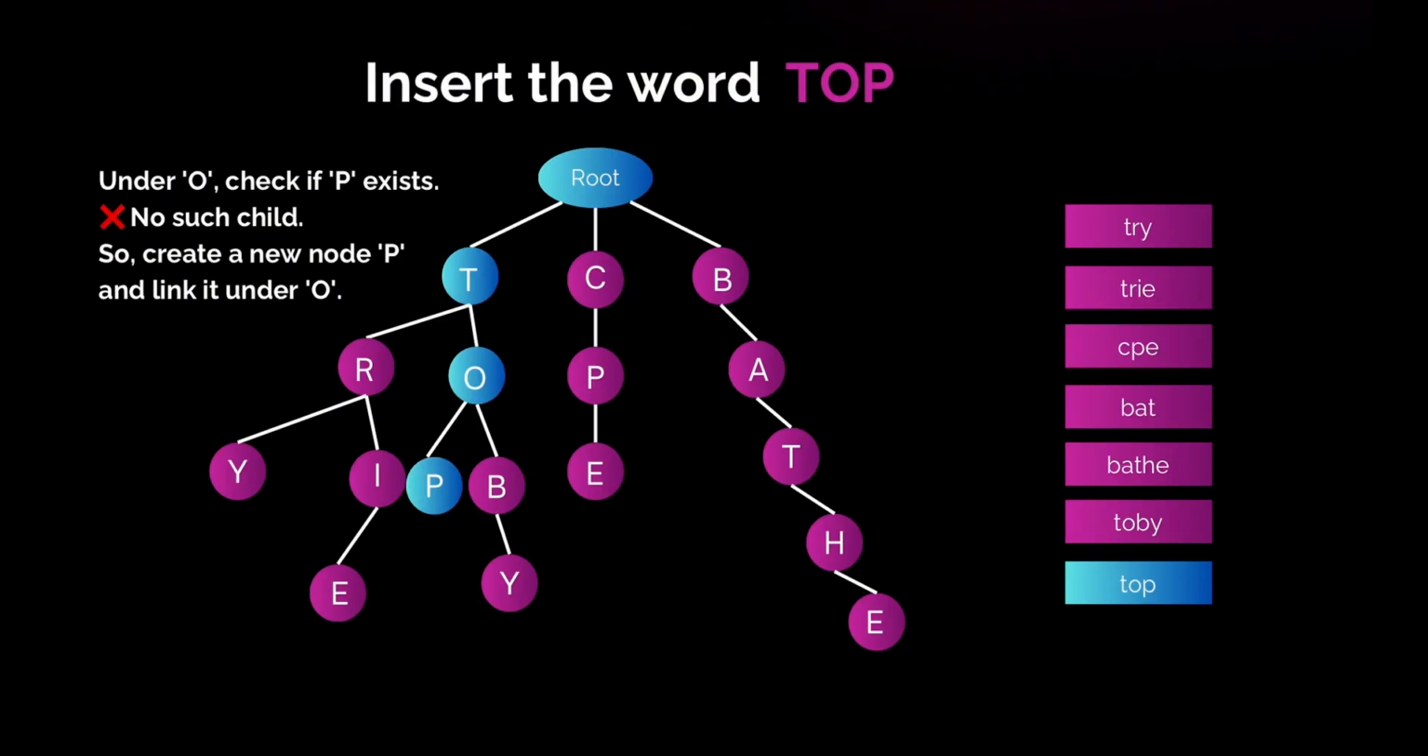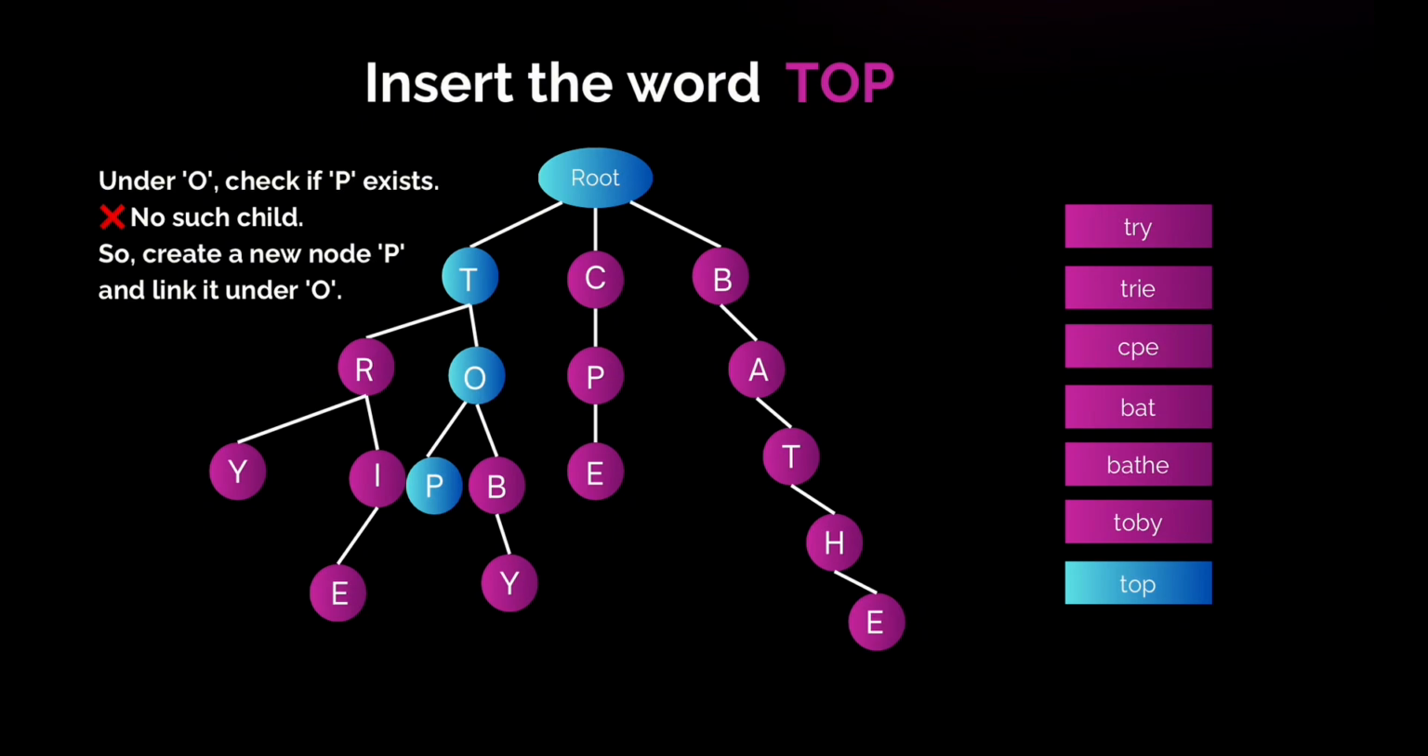What changed in the trie? Let's recap. T already existed, we reused it. O already existed, reused again. P was missing, so we created it. Then, we marked P as a valid word ending. That's it. The structure is updated, but only where needed. This is how tries stay efficient. Common prefixes are shared, and only the unique suffix is added. In this case, just one letter, P, was added to support a brand new word.